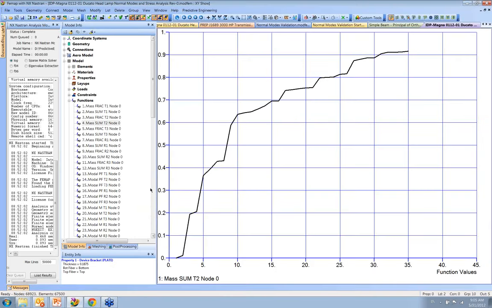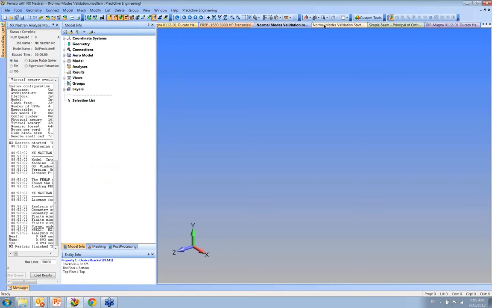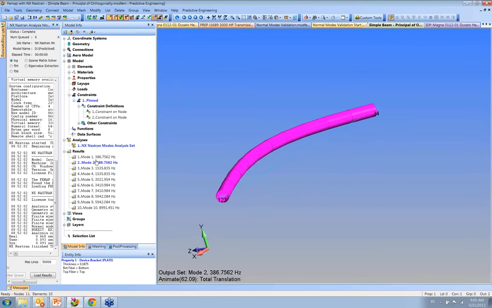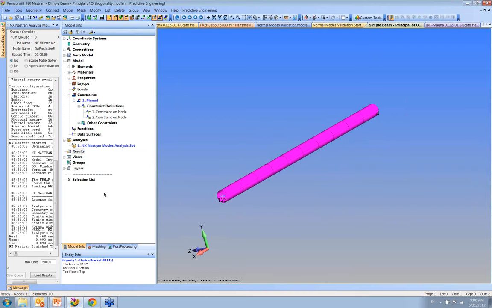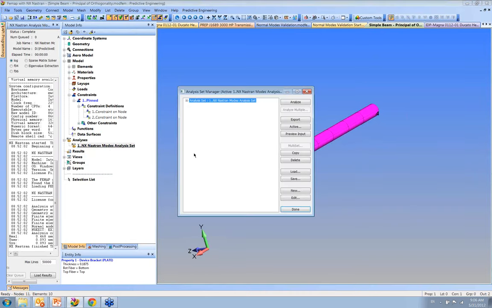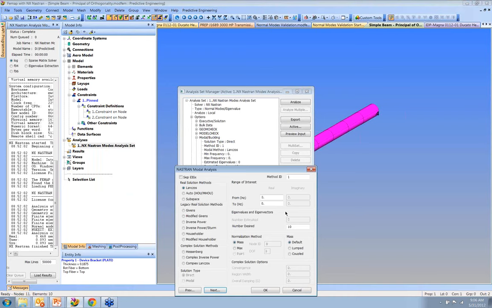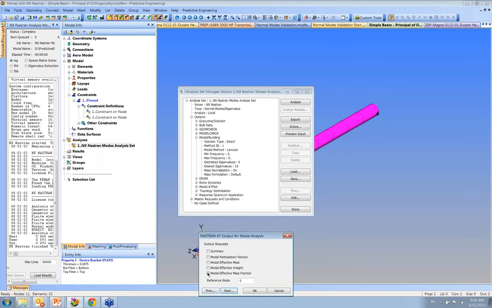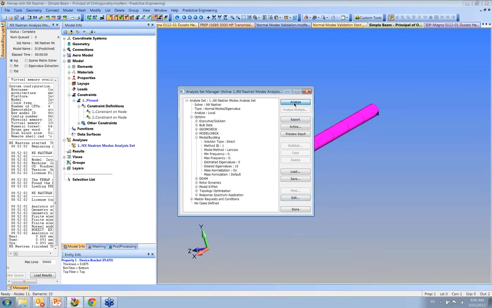So I want to step back and go back to our simple beam, the pinned-pinned beam that we just ran. We didn't ask for anything on mass participation. So now let's go back in and request it. I'm just going to ask for these two items: modal effective mass fraction. Analyze.